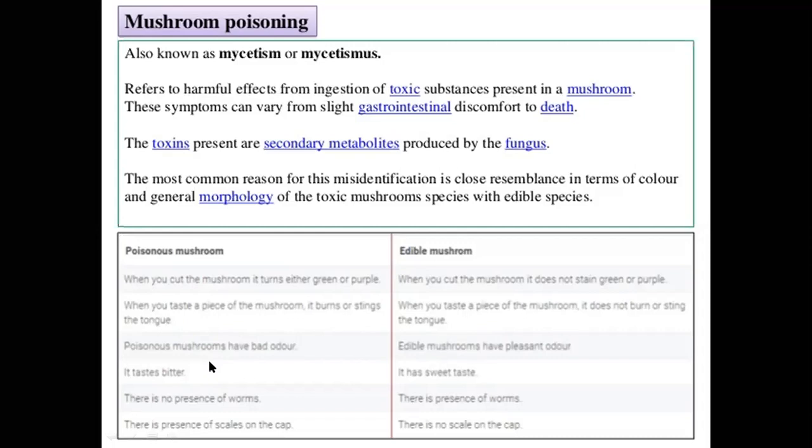Poisonous mushroom have a bad odor and the edible mushroom have a pleasant odor. It tastes bitter, and the edible one has a sweet taste. Edible mushroom की sweet taste होती है. There is no presence of worms in edible mushroom and there is a presence of worms in poisonous ones. There is a presence of scales on the cap in poisonous mushroom and there are no scales on the cap in edible mushroom. So this is the distinguishing characteristic between the poisonous and the edible mushroom.